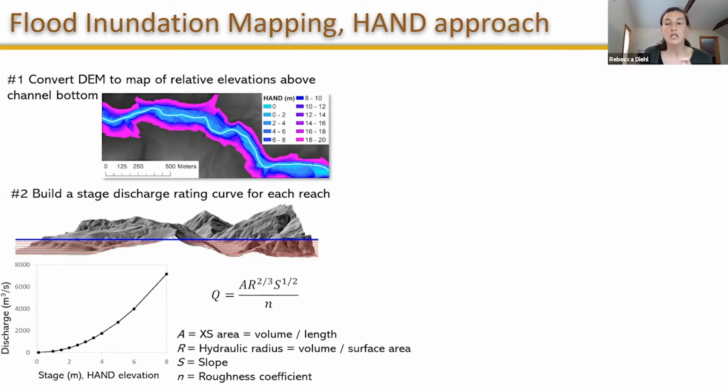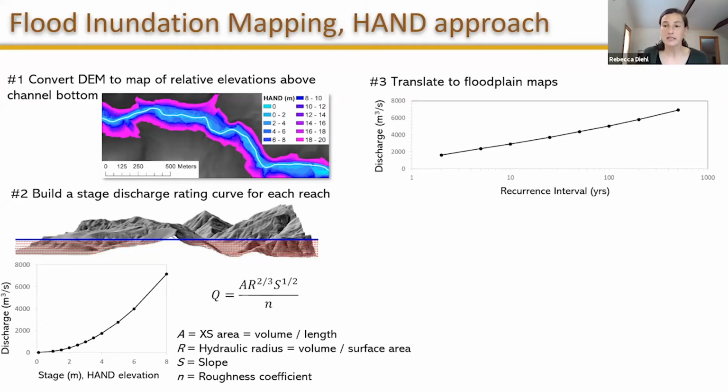And so for each successive elevation above the channel bottom, or HAND elevation, we calculate a discharge, again, to create the stage discharge rating curve. The third step is to translate that to floodplain maps. You need some information on what the discharge is, and so often we use flood frequency curves that relate the recurrence interval of a given flood event or storm event to the discharge. I'm just going to show how we use these two curves to create the maps.